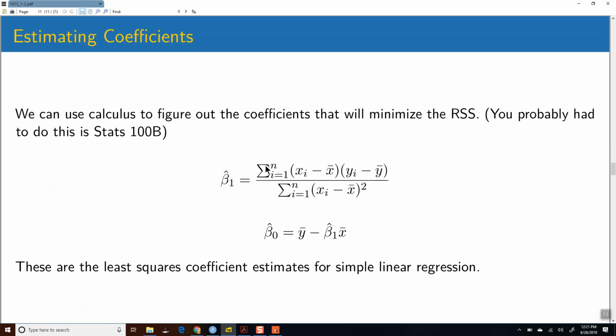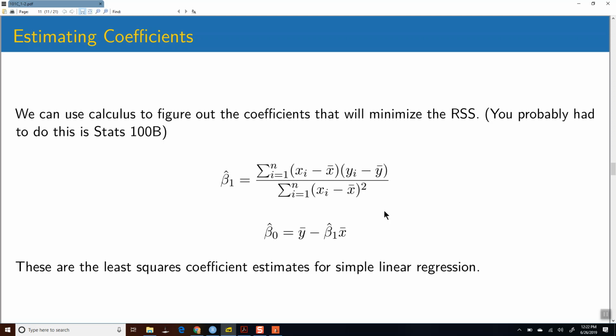And so with some calculus, we find that the slope that minimizes the squared residuals and the intercept that minimizes the squared residuals will take on this value, okay? And if you do it in matrix notation, you get something like x transpose x inverse x transpose y or something like that. You get these different values, and I think you had to do this in 100B probably, or was it 101A? Which class?